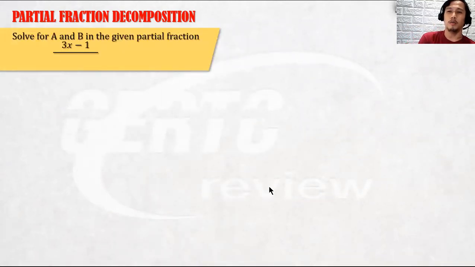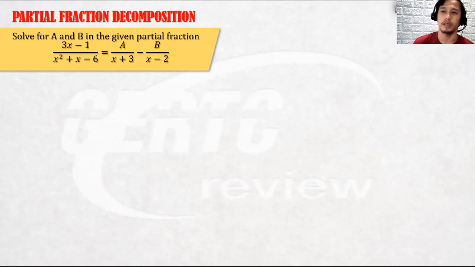Let's say this. Solve for a and b in the given partial fraction 3x minus 1 all over x squared plus x minus 6, and that is equal to a over x plus 3 plus b over x minus 2. Plus pala yan dapat. Okay, so here, this is already written in its decomposition, no? As we see, the factors of this denominator, x squared plus x minus 6, are this, x plus 3 times x minus 2. That means if we are to multiply these denominators, it should become equal to this denominator. Tama, no? So that's why it can be written into this form.